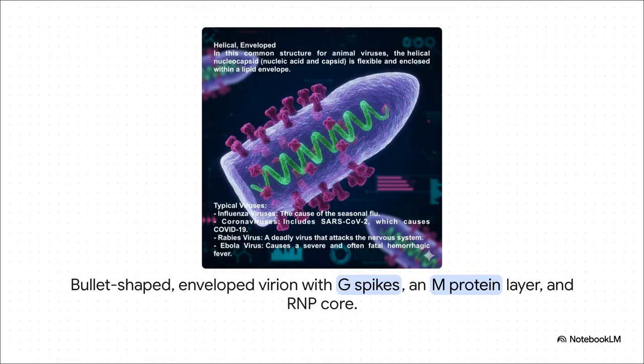When you see this thing, it has this classic, almost iconic bullet shape. It's a perfect little engine of infection. Those spikes sticking out, the glycoprotein spikes, are the keys that unlock the host cell. They're also the main target for our vaccines. Then you have the matrix protein holding it all together, protecting the precious cargo inside, that helical RNP core. That's the brains of the operation, the replication engine.